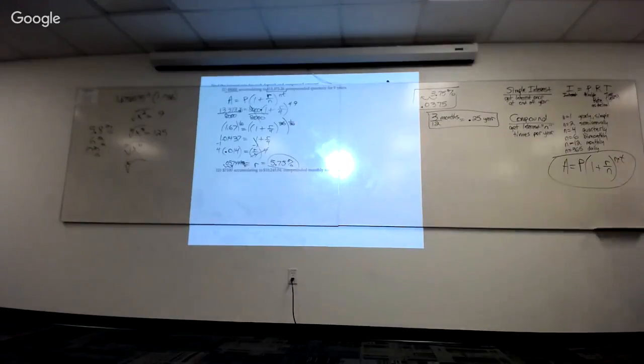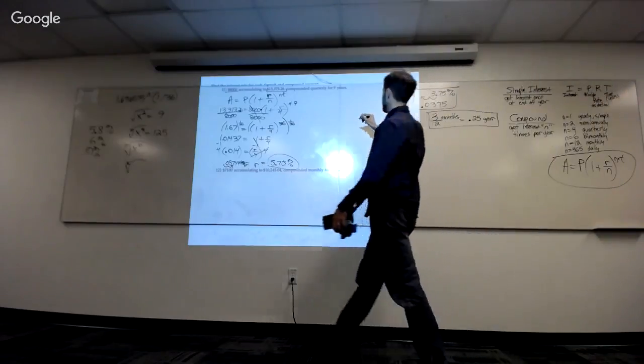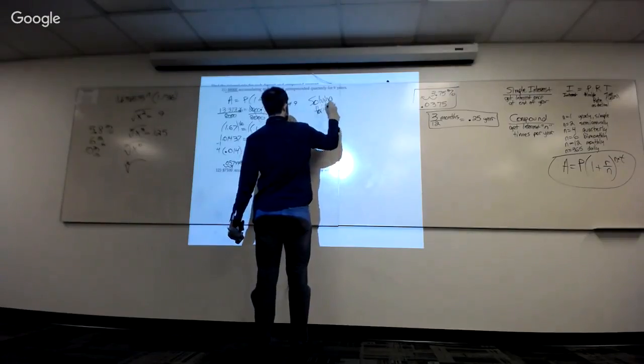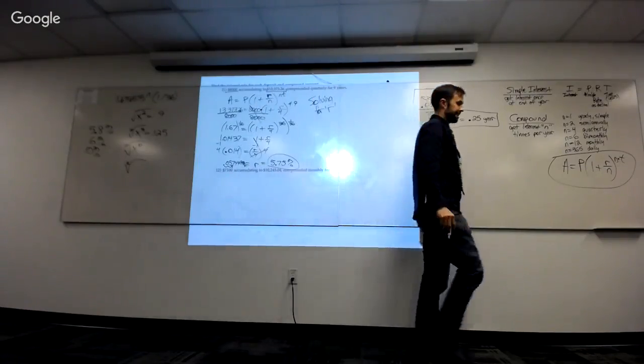So that was an example of solving for r. You might want to label that problem, solving for r. That way you can go back in your notes and remember that this is how you solve for interest rate.